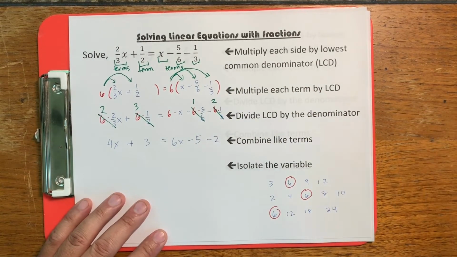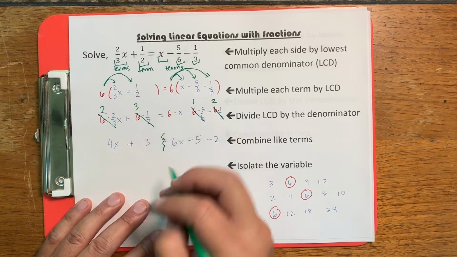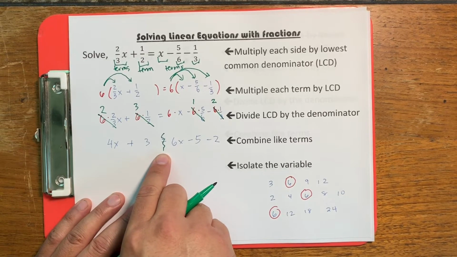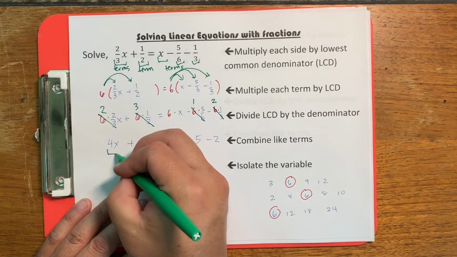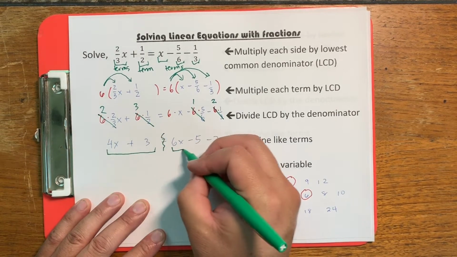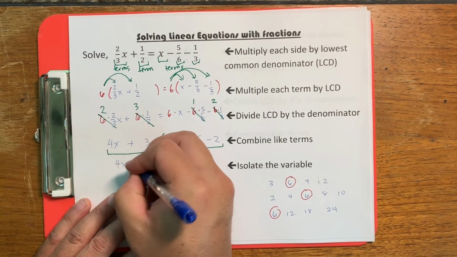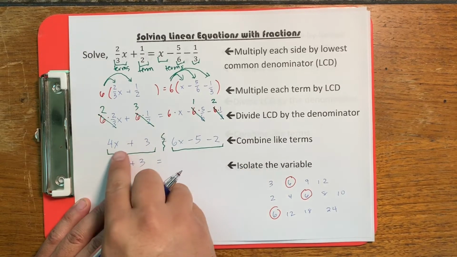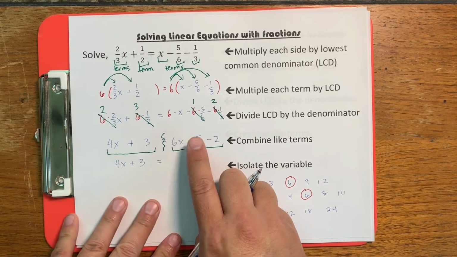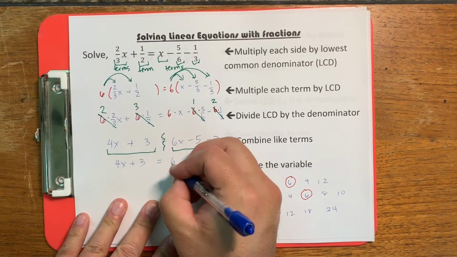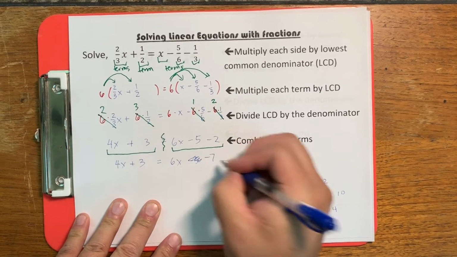The next thing we're going to do is combine like terms. When we combine like terms, we think of there being a barrier at the equal sign. We cannot combine like terms across an equal sign. So we combine like terms on each side separately. For the 4x plus 3, there's nothing to combine. These are not like terms. Over here, we can combine the minus 5 and the minus 2. Oops, this should turn into minus 7.